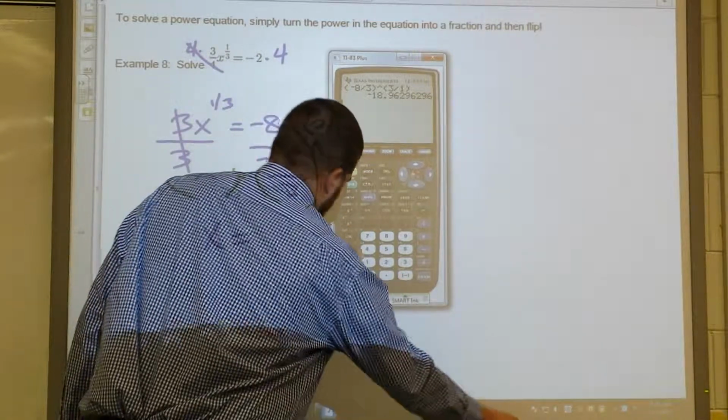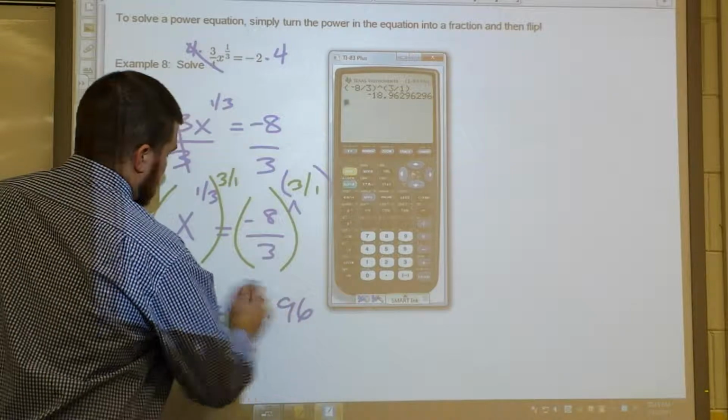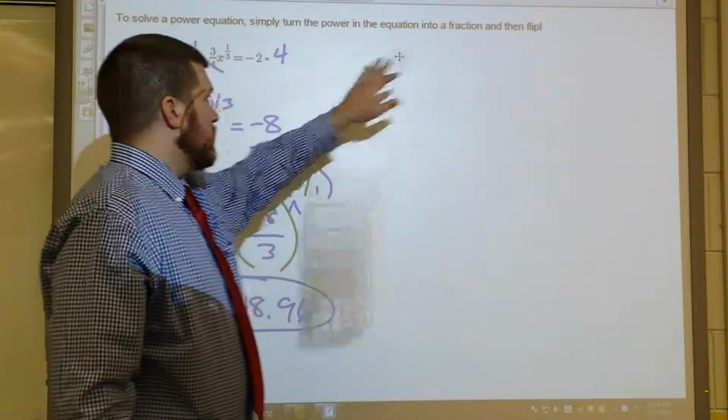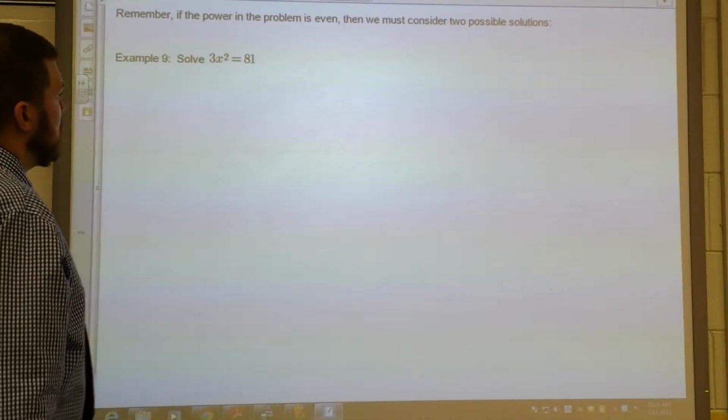So a decimal, no big deal. We're just going to round to 2 decimal places, -18.96. Okay, great. So remember, when you're solving a power equation, you want to flip that power to cancel it out. Do another example.